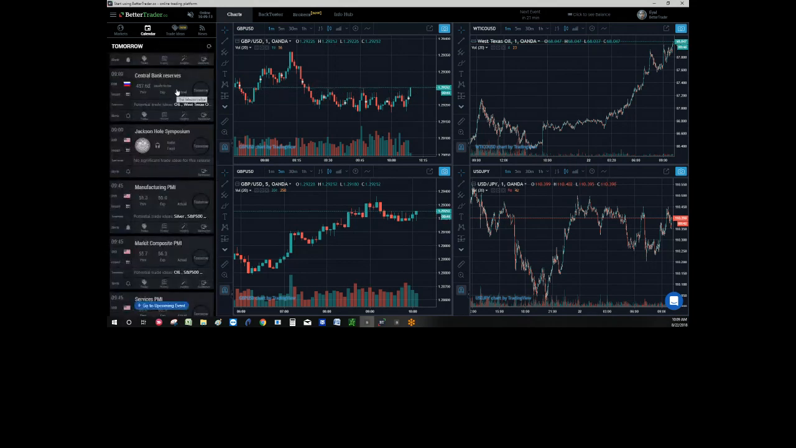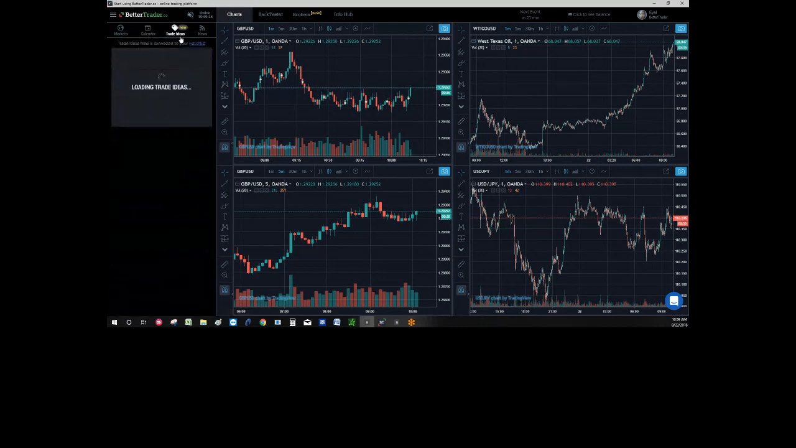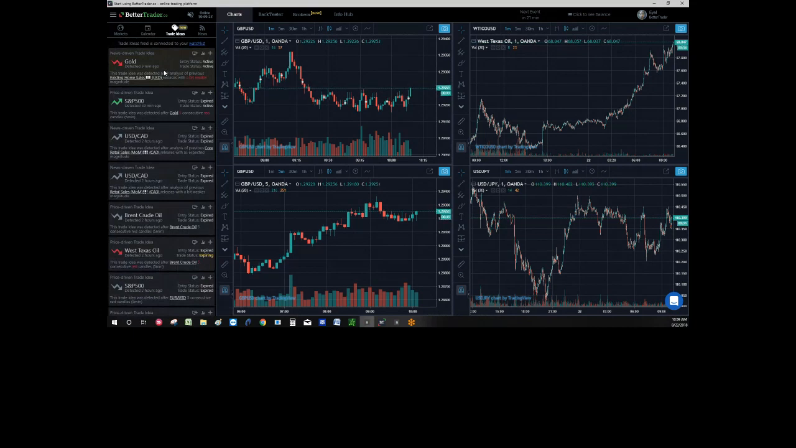So this is the economic calendar. Then we will come back to this with the backtester explanation, and then let's jump to the trade ideas. There are several different kinds of trade ideas.